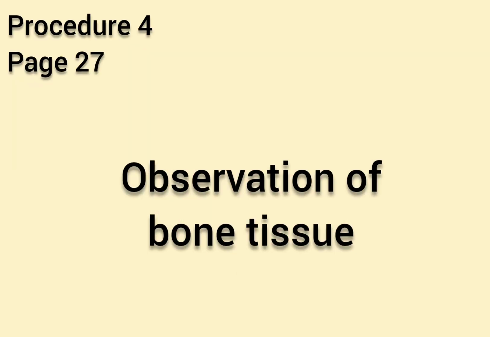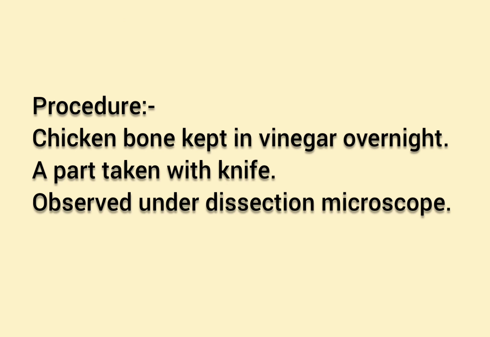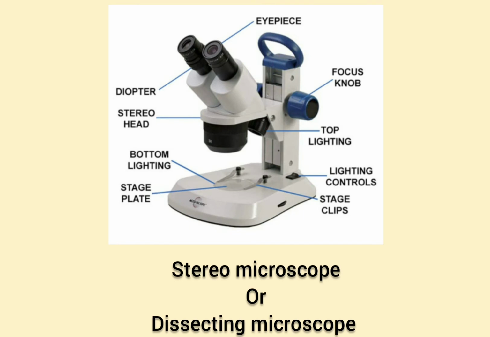Then in procedure 4 on page number 27, there is an experiment to observe the bone tissue. The chicken bone can be kept in vinegar or dilute HCl overnight. Then the bone will become soft and a piece of it can be taken by using a knife. This can be observed under the microscope. The bone can be seen as something porous and with various chambers. Since this is a large surface that has to be observed, the kind of microscope used will be a stereo microscope or a dissecting microscope.